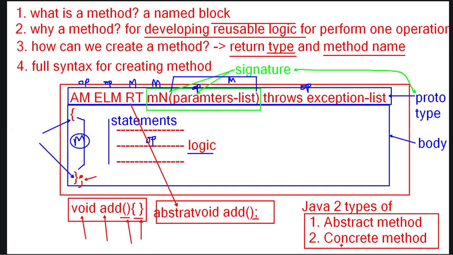If you develop a method and the body is there, then we call it a concrete method. If the body is not there, you just created a method with a prototype, ending with a semicolon, then we call it an abstract method. Repeat again: whenever you create a method, there are two types. Only the prototype ending with a semicolon with the keyword abstract is called an abstract method. If you create a method with the body, we call it a concrete method. Understood?